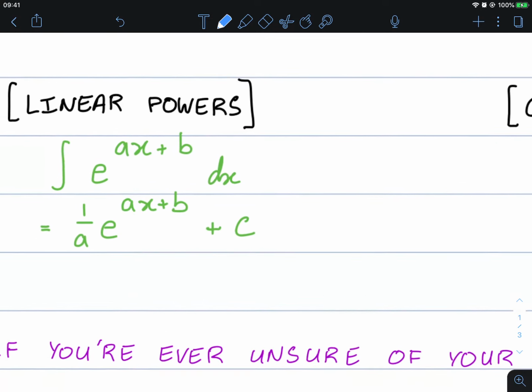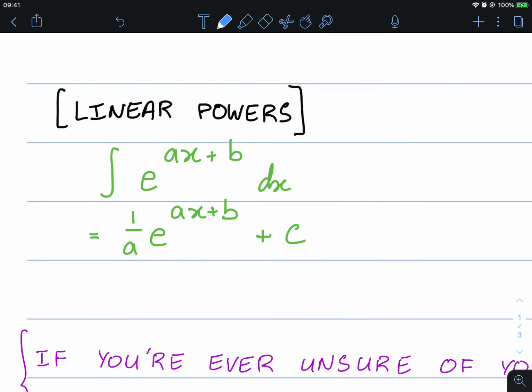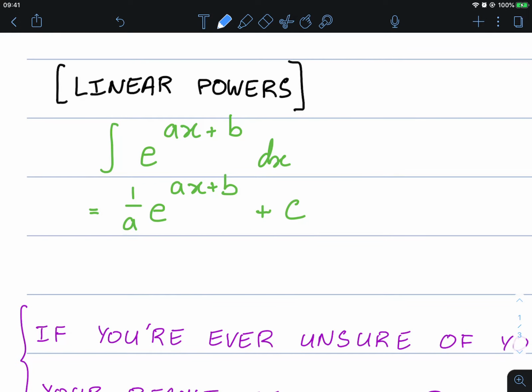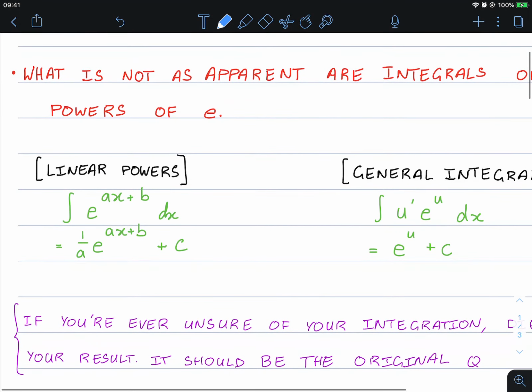So for example, if we had a linear power of x, so ax plus b, there's no squared or cubed on this, so it's just a linear power. The integration of e to the power of a linear expression is itself divided by the coefficient of x, and always plus c for an indefinite integral.